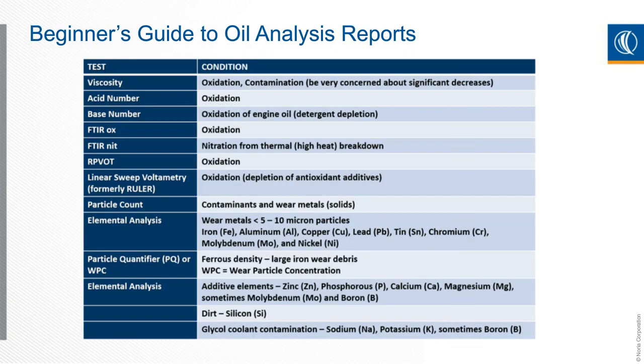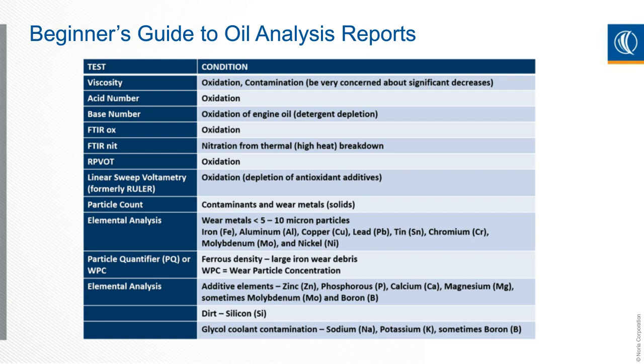So here's a brief look at all the different types of tests that could be run and be shown on your oil analysis report. A big one, of course, is going to be viscosity. Viscosity could potentially indicate oxidation occurring, or contamination, let's say. Be very concerned about significant decreases. A significant decrease in viscosity should be alarming. It probably means there's something introduced that's contaminating, and drastically.